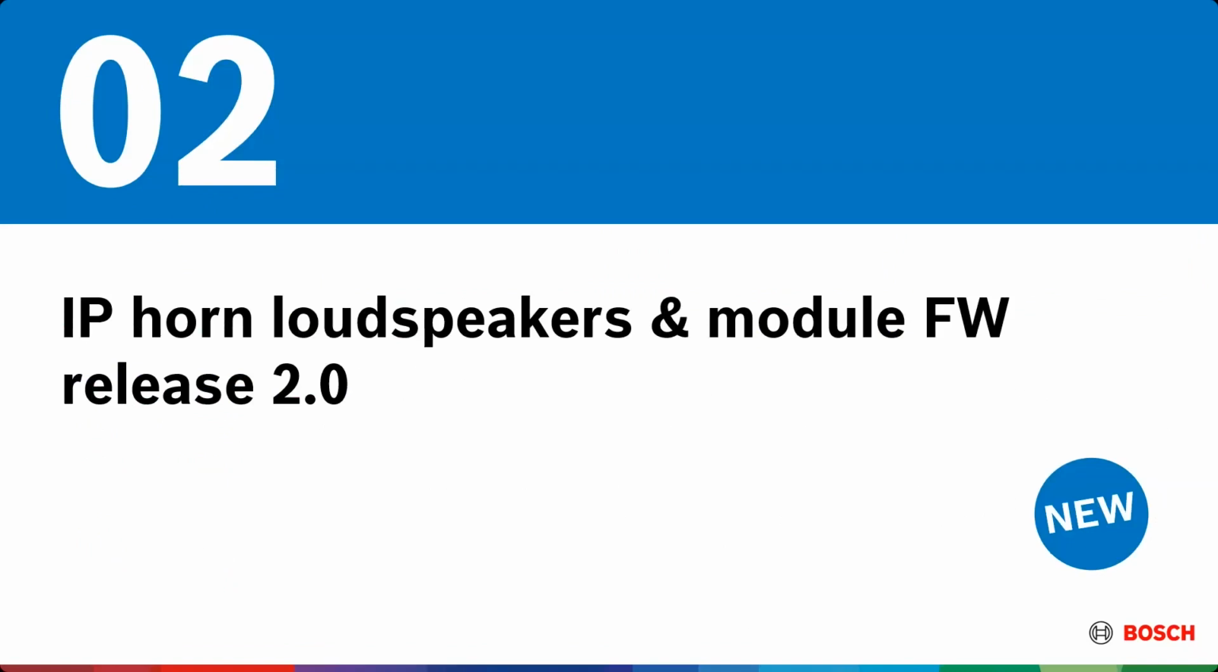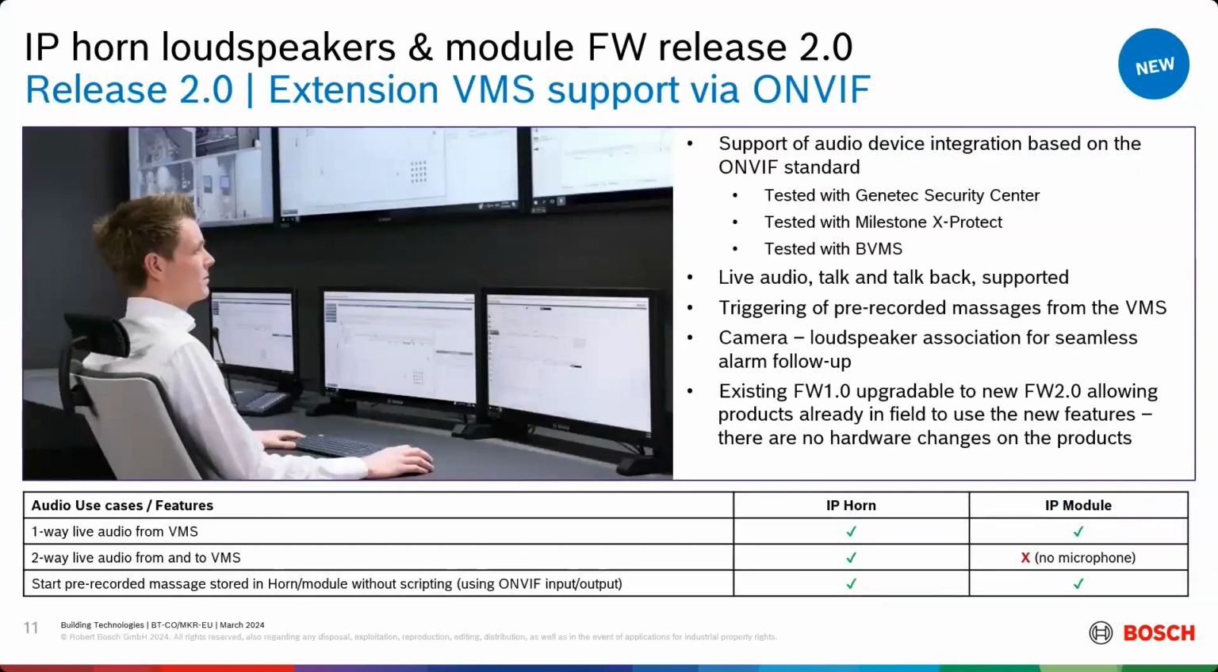So now we come to a new part of the IP horn, because we already have the IP horn for a year now, but now we have also released a new firmware 2.0. It's important to know that there is not any change on the hardware. So this is exactly the same as we have been selling for the last year. It's just a firmware upgrade. If you want to bring the product up to the new firmware, then you just need to upgrade the product, and then it will be equipped with the new features. That's the way it goes. There is no change on hardware necessary.